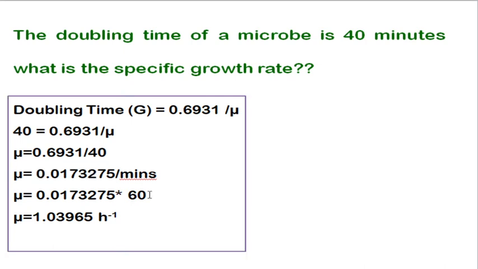0.173275 per minute. But we want our specific growth rate to be in per hour. What you need to do is simply multiply this by 60 to convert minutes into hours. If you multiply, you will get the specific growth rate in per hour value.